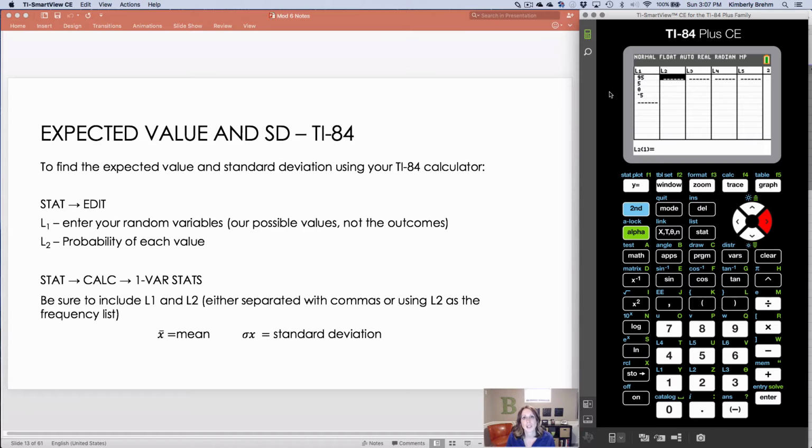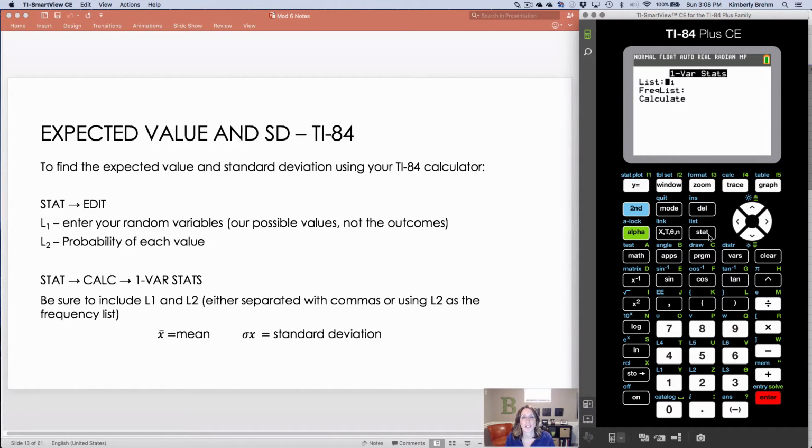In L2, I'm going to put the probability of each value. Now, I prefer using the calculator for this because I can just put 1 divided by 52, and it calculates that number for me, and it's exact. And then I can put 3 divided by 52, 12 divided by 52, and 36 divided by 52. Once I'm done with that, I'm going to go to Stat and Calc and 1-Var Stats.